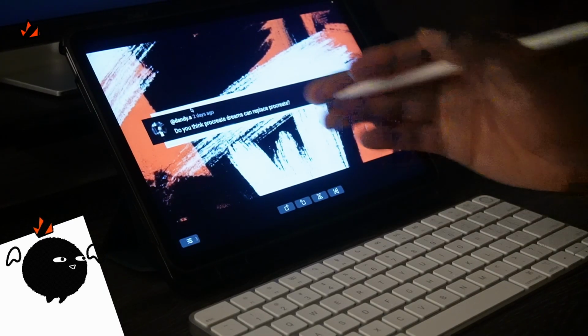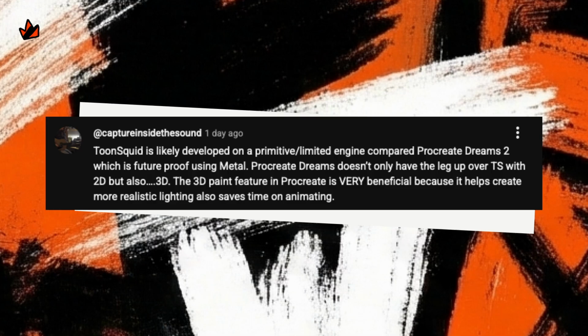After Dandy sent me a message, there was an interesting response that Dandy had. It says, ToonSquid is likely developed by a primitive, limited engine compared to Procreate Dreams 2, which is future-proof using Apple's Metal. Now, Procreate Dreams doesn't only have a leg over ToonSquid, which is 2D, but it's also 3D.